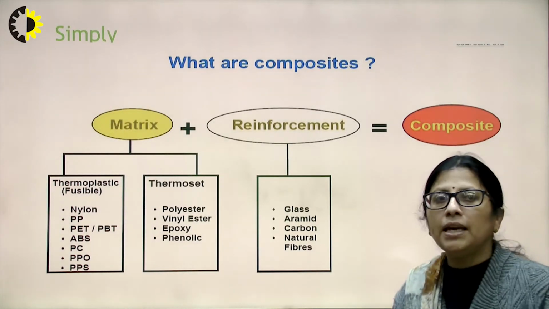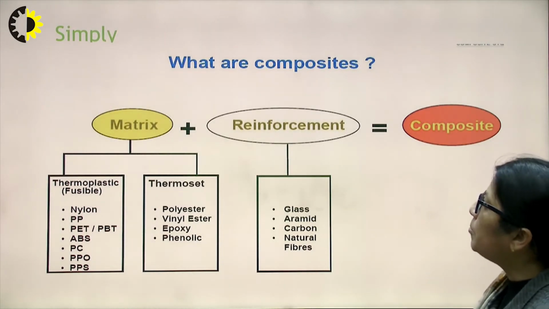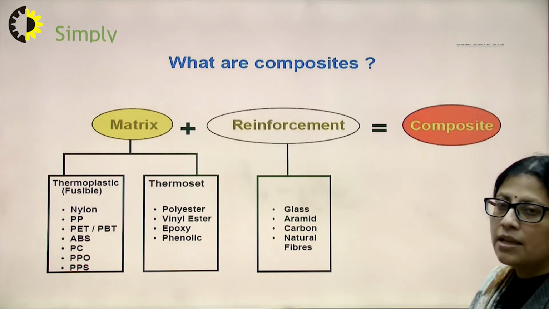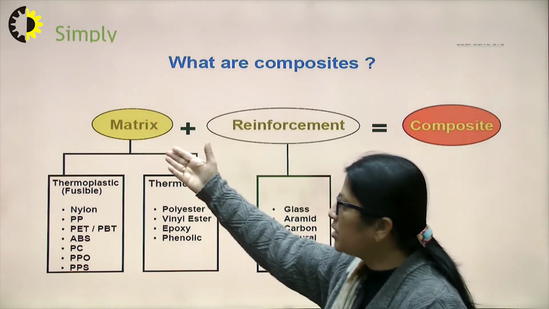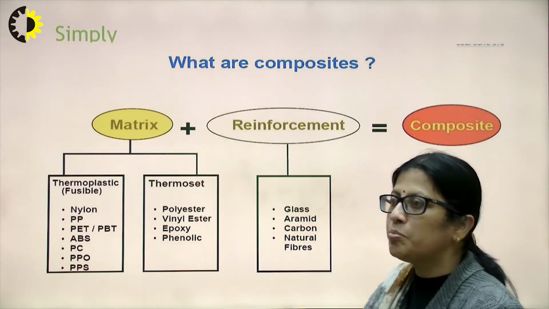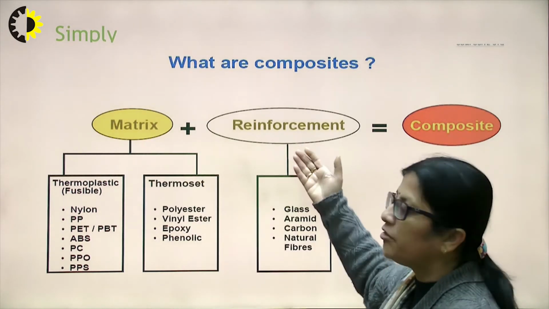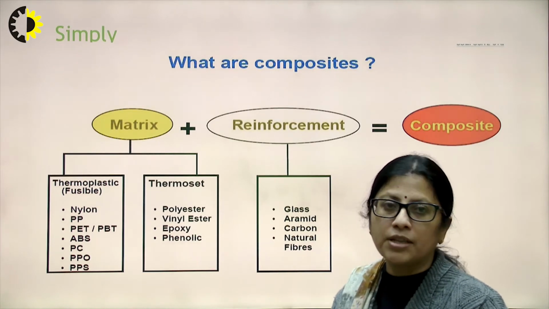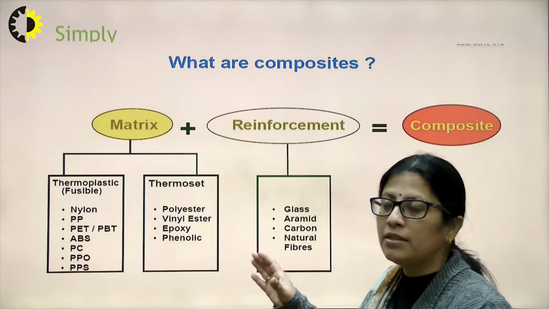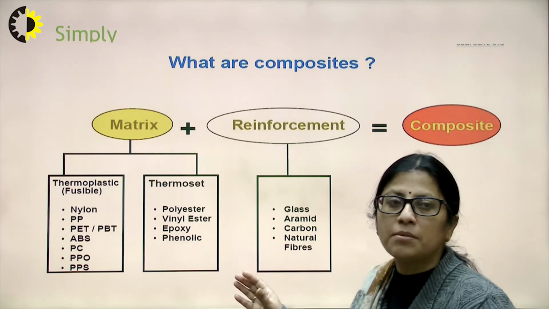Now, here I am showing what exactly composites are. The composites are made up of two parts. The first part is the matrix, which forms the outermost part, and the second one is the reinforcement material, which we fill inside the matrix, which provides the strength and hardness to the composite materials.